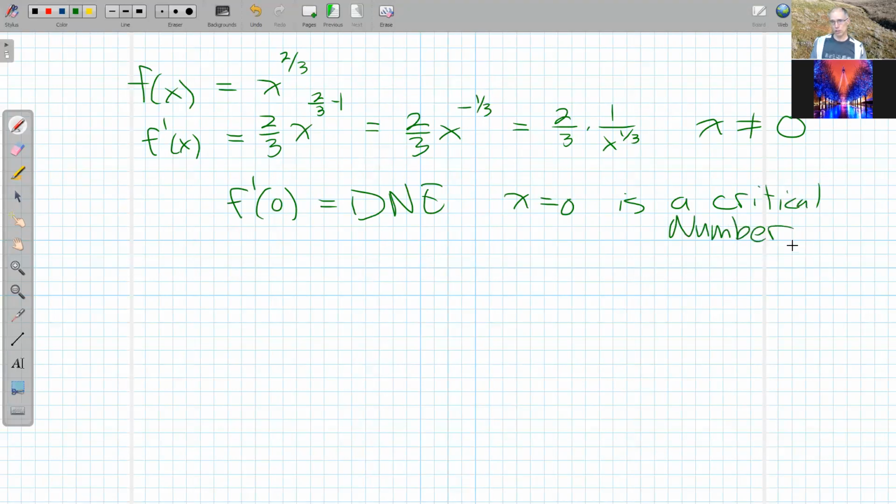For 2 reasons. 1, f prime of 0 doesn't exist, and 2, f of 0 does exist. It is 0, right? That exists up there. So something interesting is going on when x equals 0. Let's take a look at the graph.